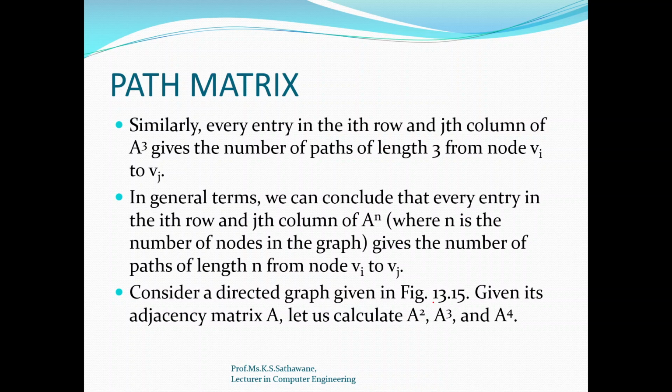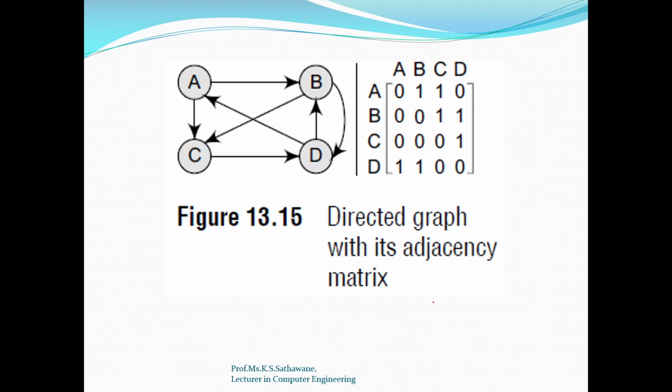In general terms, we can conclude that every entry in the ith row and jth column of A raised to n, where n is the number of nodes in the graph, gives the number of paths of length n from node Vi to Vj. Now, consider the directed graph given in the previous figure, for which we can have an adjacency matrix A. Let us calculate A square, A cube and A raised to 4. So, here is a directed graph with its adjacency matrix.